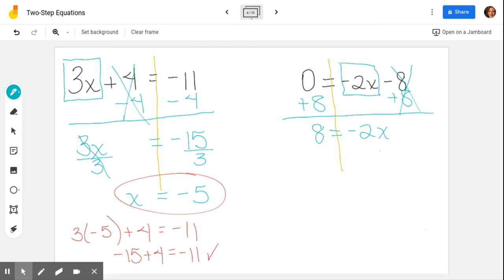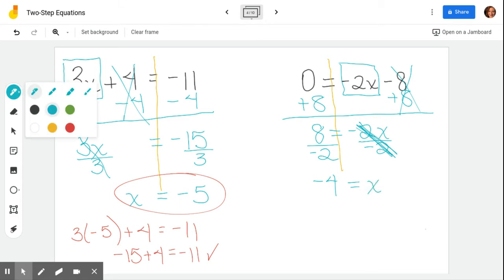Find your variable again. With the variable, I've got a negative 2 touching it. That means multiply. The opposite of multiplying is dividing. So to undo that, I need to divide both sides by negative 2. Straight down your columns again. 8 divided by negative 2 is negative 4. Bring down your equals. On the right, negative 2, the times and divide, they cancel. So I just have my x. I think my answer is negative 4.